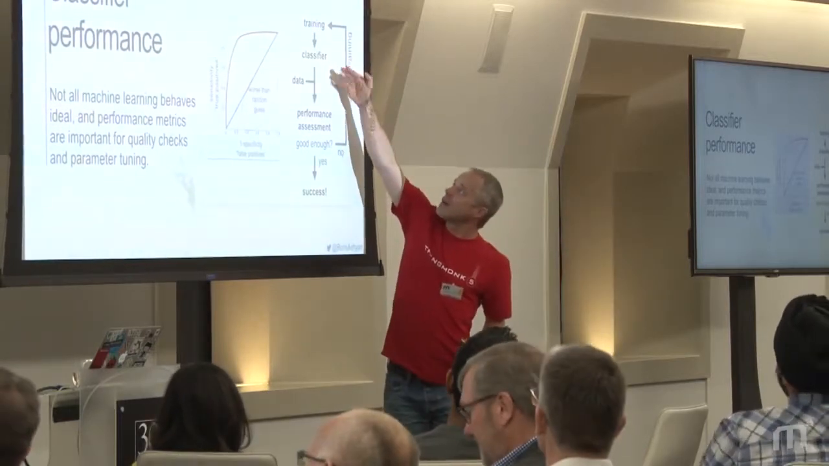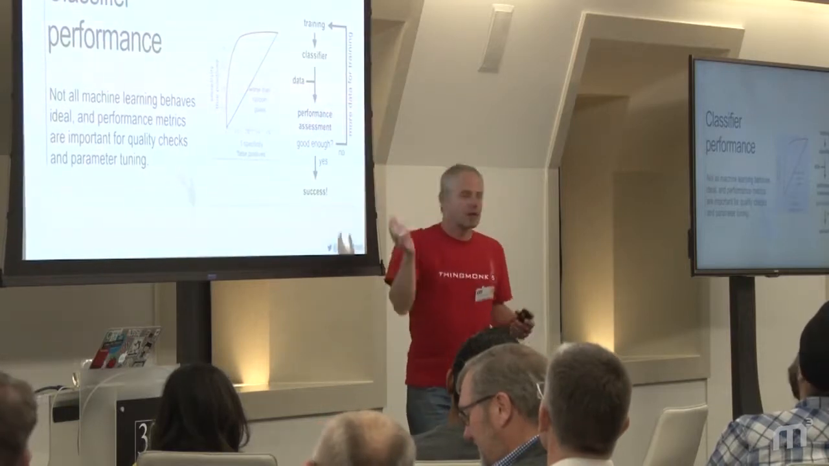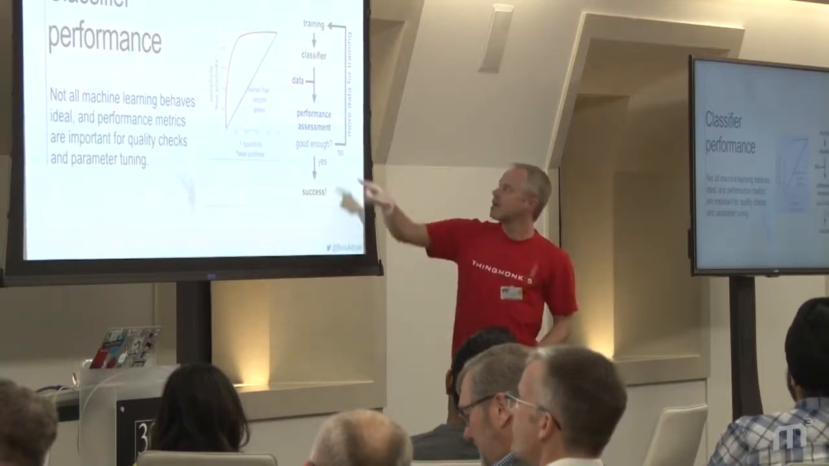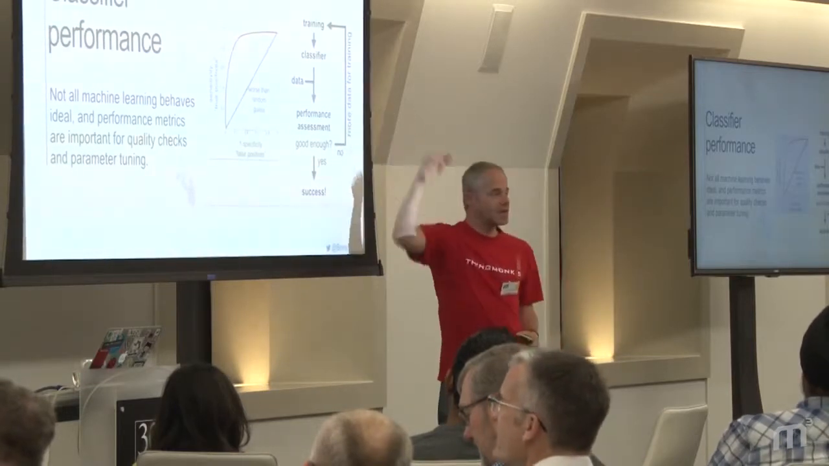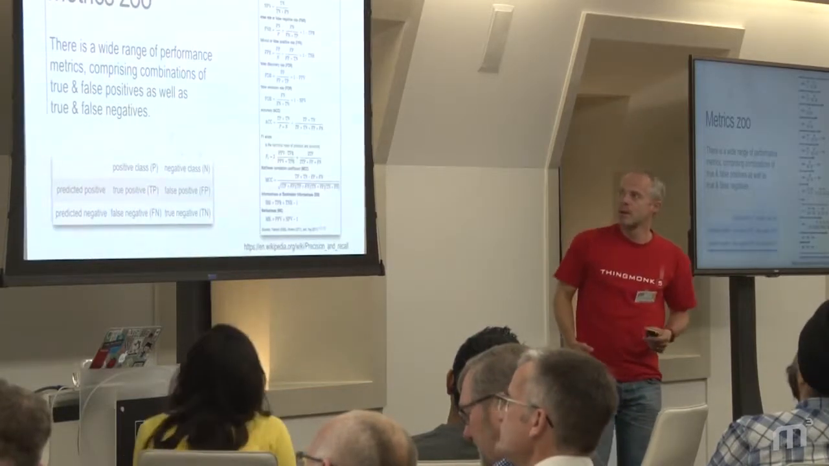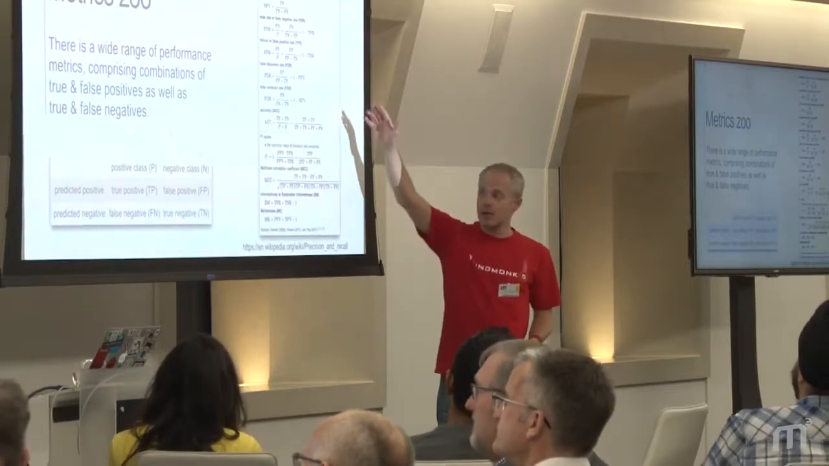So we do training, we have the classifier, we feed it new data, we do the performance assessment, and we ask, well, is this good enough? If it is good enough, well, success, we can go. If it's not good enough, we need more training data, we need to optimize our parameters better. And there's an entire zoo of different metrics, and I'm not going to read those out to you.